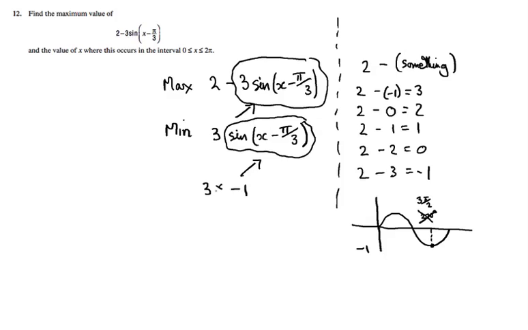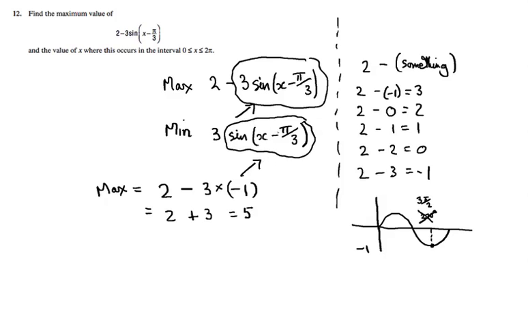So 3 times -1 is the smallest that this ever gets, so it's the largest that 2 minus that ever gets, which is 2 plus 3. -3 times -1 is +3. So 5 is the maximum value. So the maximum equals 5. And that occurs when sine of this angle is -1. So that's what the maximum is.